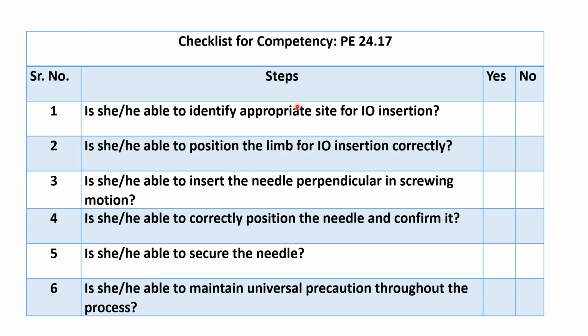Now this is the checklist for the IO insertion and the competency PE 24.17. We will see if the student is able to identify the site, position the limb, insert the needle perpendicular at 90 degrees or not, correctly position the needle and confirm it, able to secure the needle, able to maintain the universal precautions throughout the process. So thank you so much. This is all about the IO insertion.